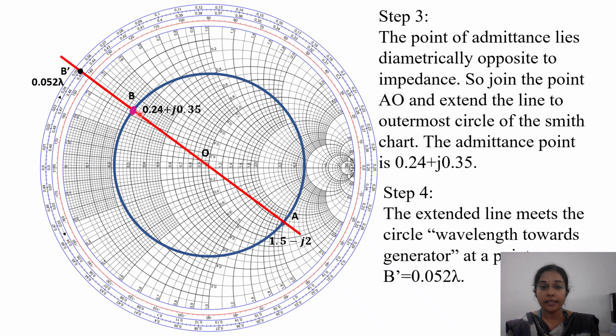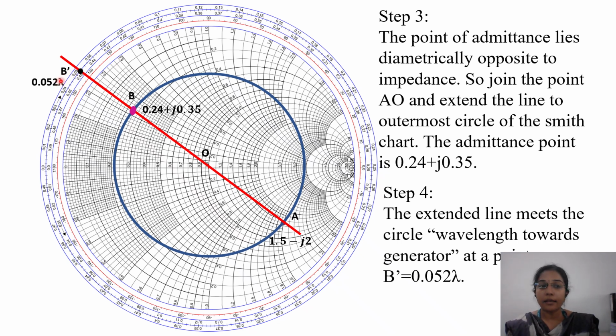So by joining all my A, O and B, I am extending that line to the circle where it is marked as wavelength towards generator, and that point is marked as B dash and 0.052 lambda. If you see, you can see over here. Okay, so that point is mentioned as B dash.